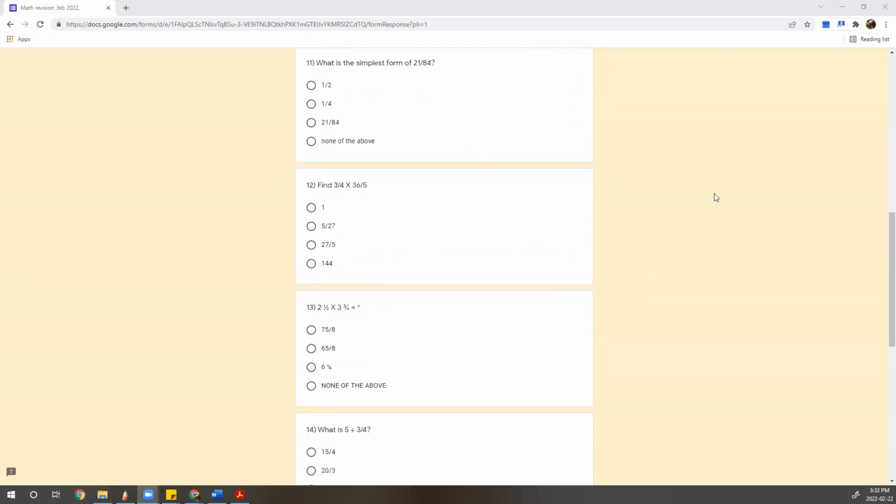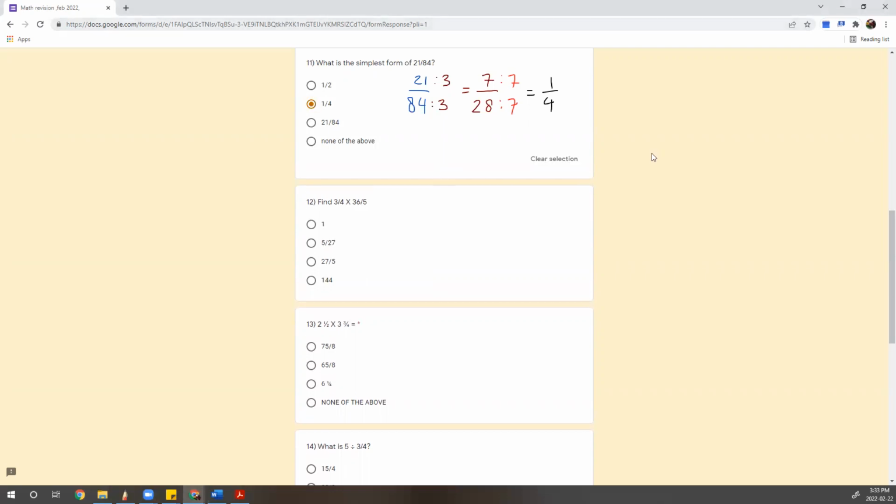What is the simplest form of 21 over 84? I think it's very simple. 21 over 84. You divide by a certain number. I think of 3. It's 7 out of 28. Okay, and then you can divide again by 7. You'll get 1 out of 4. See, you can do some workings.